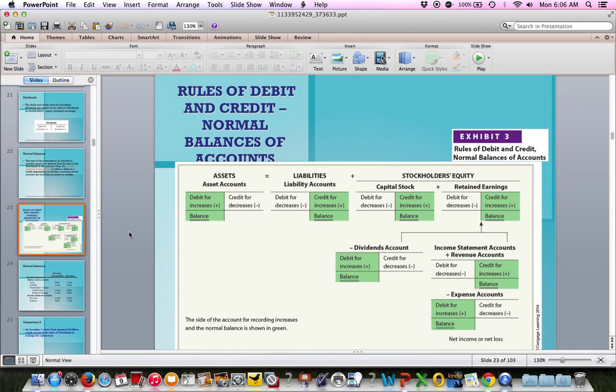Okay, so here then in green are the normal balances for all of our accounts. So basically this is the full accounting equation with all the various debits and credits, and which side are the pluses and which are the minuses. And whenever you see the shaded green, that means that's the normal balance, which is always the plus side. Okay, we expect that account to typically have a debit balance if it's an asset, to typically have a credit balance if it's a liability, and so on.